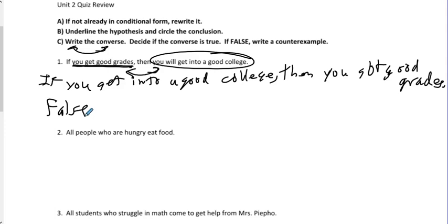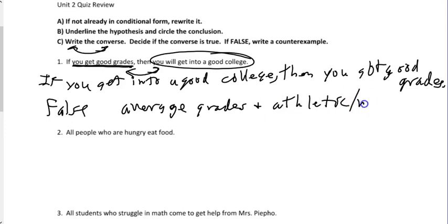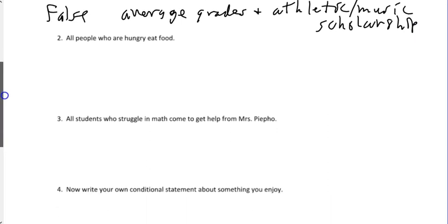Okay? And so, what could prove that false? Average grades and an athletic scholarship, or music scholarship or something like that, some talent outside and above your grades. So maybe you didn't have the best grades in the world, but you had a perfect ACT score. So it shows your potential, your knowledge is there.